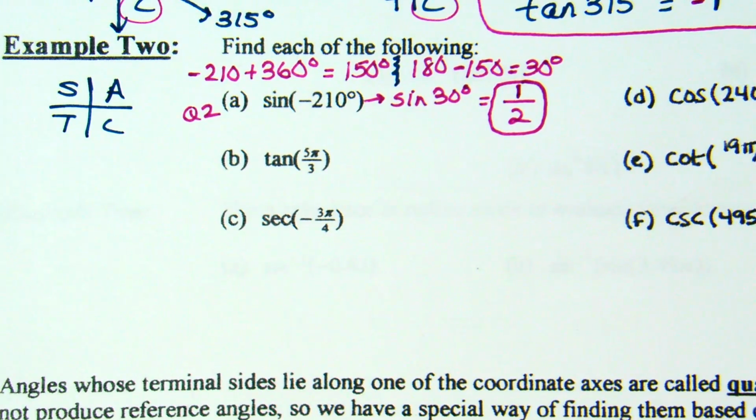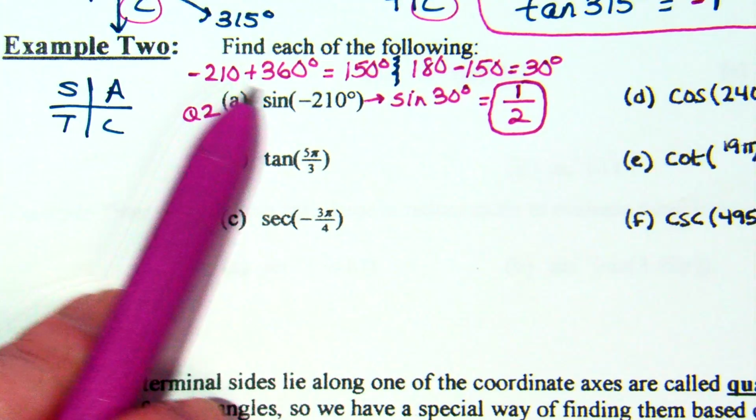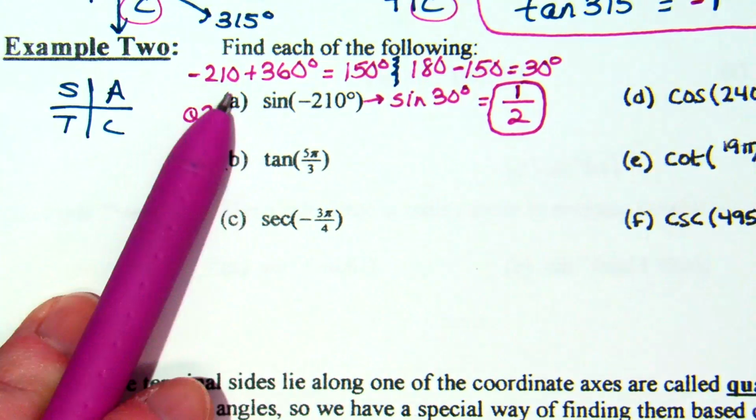But I thought we had to use like the chart. You use the chart to get your number value. You use which quadrant it's in to get the positive or negative value. So we still would have to get 150.